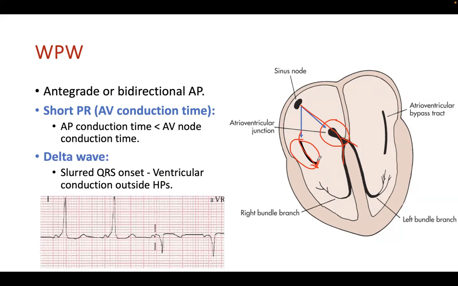Okay, and then why do you see delta wave? Because that accessory pathway pre-excites or activates a piece of myocardium prior to your normal septal activation, and that activation is not through the His-Purkinje system. It's going cell to cell, cell to cell. So you have initially a slurred onset of ventricular depolarization before the His-Purkinje system takes over, and then your QRS normalizes. So you have an initial slurred QRS because it represents ventricular conduction outside the His-Purkinje system. That red piece of myocardium represents the delta wave, and the green normal septal myocardium and everywhere else represents the rest of the QRS.